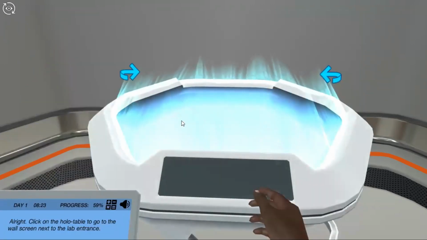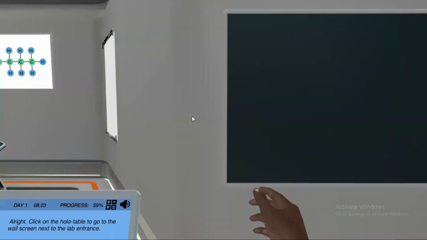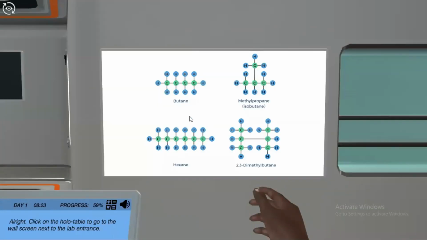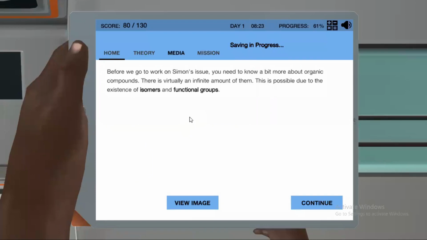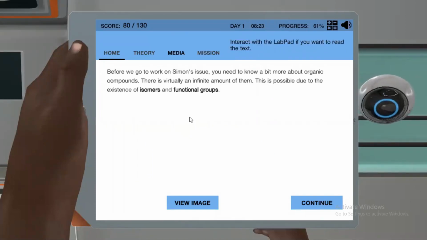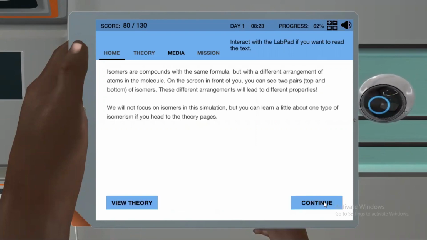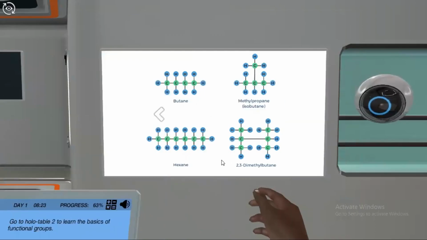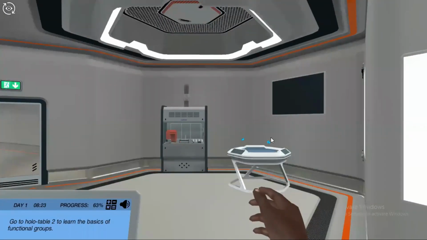Alright, click on the hollow table to go to the wall screen next to the lab entrance. Before we go to work on Simon's issue, you need to know a bit more about organic compounds. There is virtually an infinite amount of them. This is possible due to the existence of isomers and functional groups. Isomers are compounds with the same formula, but with a different arrangement. Go to Hollow Table 2 to learn the basics of functional groups.